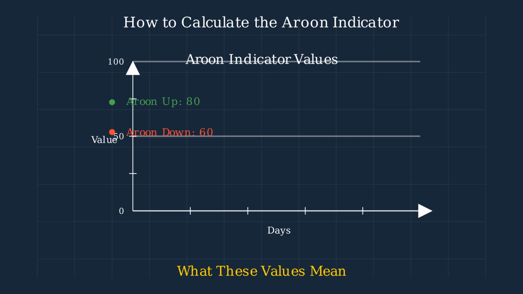A higher Aroon Up value means the high price occurred more recently. Similarly, a higher Aroon Down value indicates a more recent low. Values closer to 0 indicate that the price extremes occurred longer ago in the look-back period. While the standard look-back period is 25, traders can adjust this value based on their specific needs and timeframes.